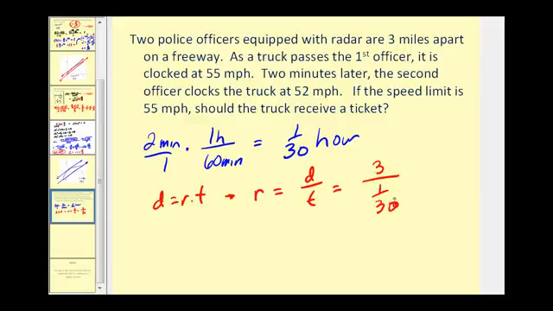Well, 3 divided by 1/30 is the same as 3 times the reciprocal. So what this tells us is the average rate of speed was 90 miles per hour, even though the truck was only clocked at 55 miles per hour and 52 miles per hour. Somewhere in this 3 miles, that truck must have hit a top speed of 90 miles per hour at least once in order to travel that distance in that amount of time. So this would be the slope of that secant line, and so the mean value theorem verifies that some other time this truck must have reached a speed of 90 miles per hour.